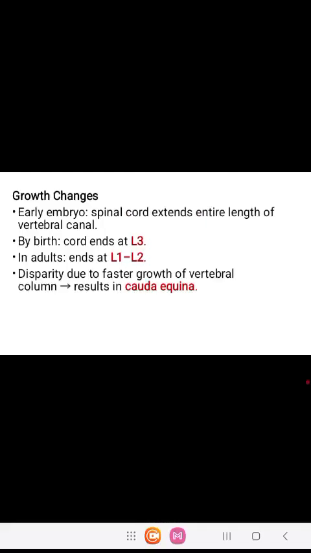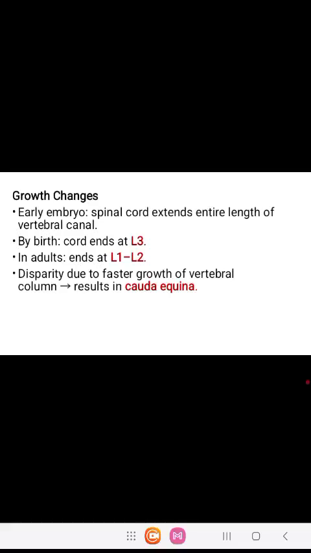All right, so let's discuss the growth changes. During early embryo, the spinal cord seems to be at the same length as the vertebral canal, meaning that it extends the entire length of the vertebral canal during early embryonic development. But at birth, this changes, because at this particular point in time, the vertebral column tends to grow faster than the spinal cord. So the spinal cord will end at L3, while the vertebral column continues.